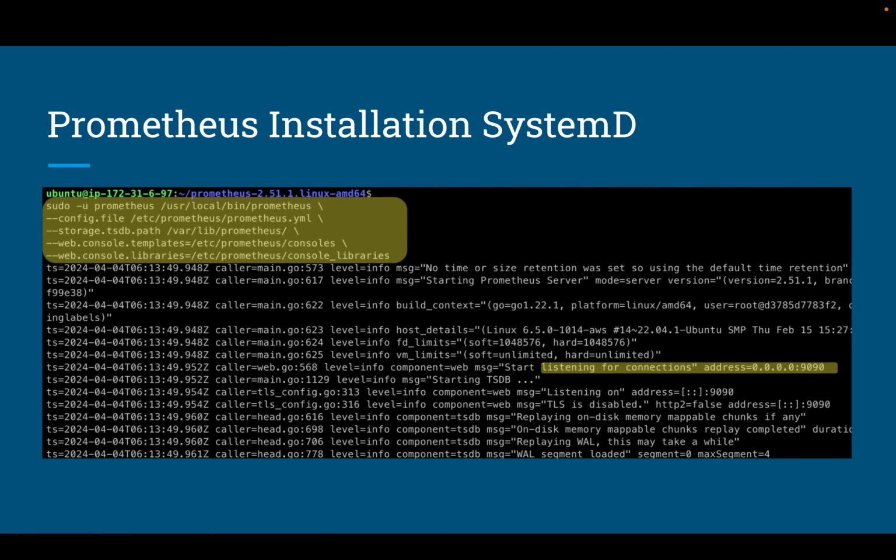I constructed a command which says sudo, which uses sudo privileges, and -u prometheus, which means we are running this command as the Prometheus user. The executable is located at this place, and the configuration file is located at this place. We are going to store any data that is kept by this process in this directory. We also use the console templates and console libraries for booting up the Prometheus UI.